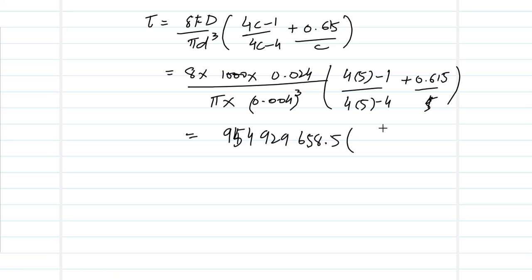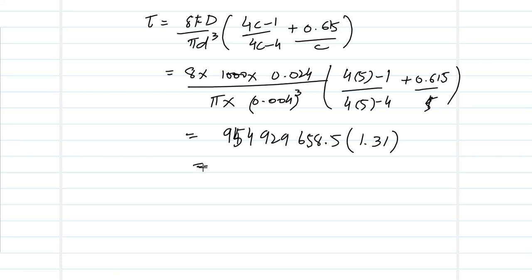658.5, and let's try to find the Wahl correction factor, and that is 20 minus 1 divided by 20 minus 4, which is 16. Sorry, it's 19 divided by 16 plus 0.615 divided by 5. So that value comes out to be 1.31. Clear?